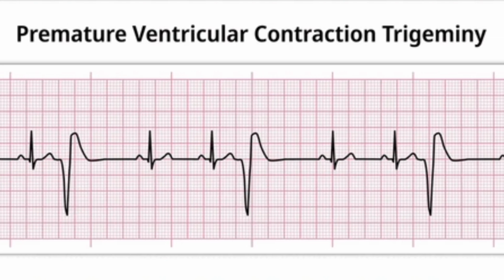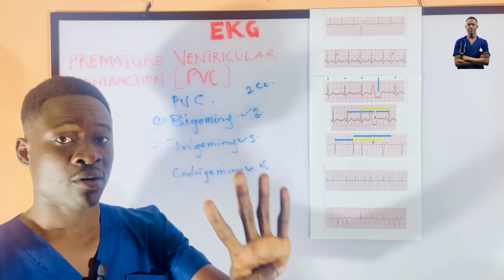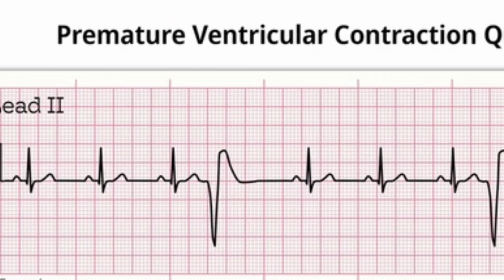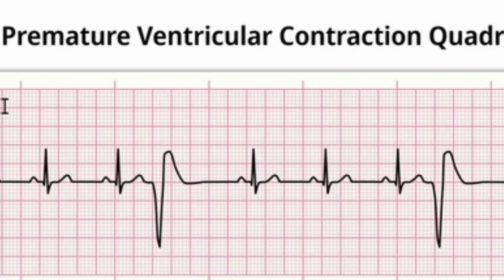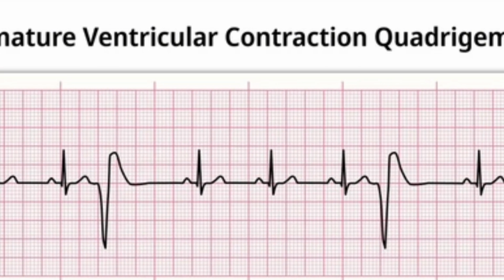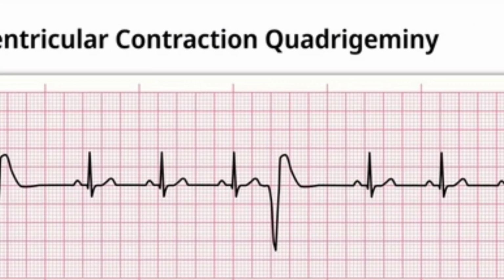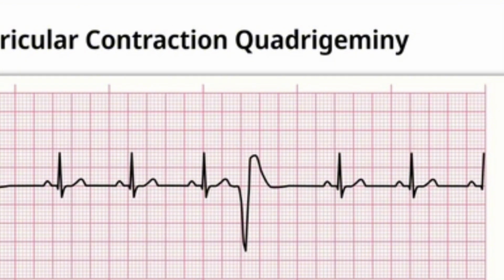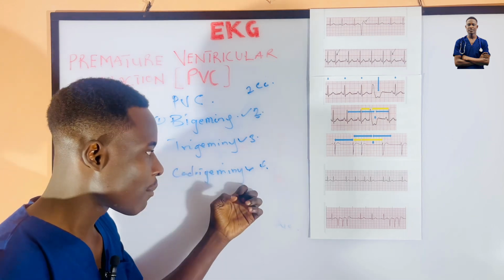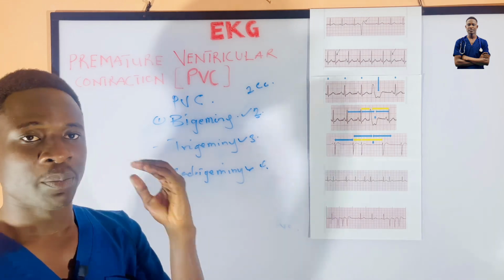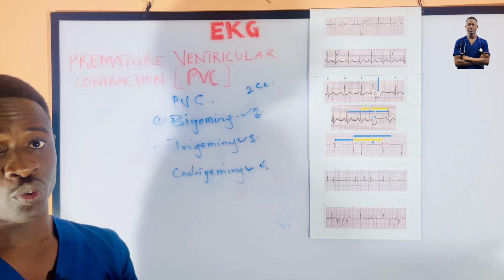The quadrigeminy is where the PVC is on the 4th cardiac cycle, meaning we get 3 normal cardiac cycles with normal ventricular contraction, and then the 4th one is going to give us an early ventricular contraction, which is the PVC. So we have bigeminy, trigeminy, quadrigeminy, depending on the number of the cardiac cycle in which we find the PVC.